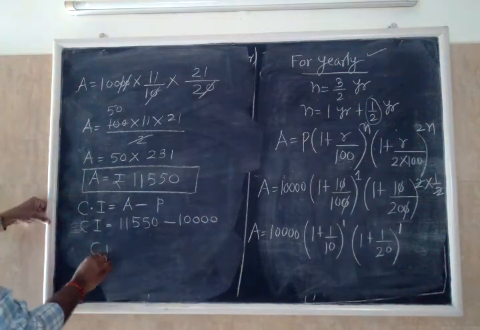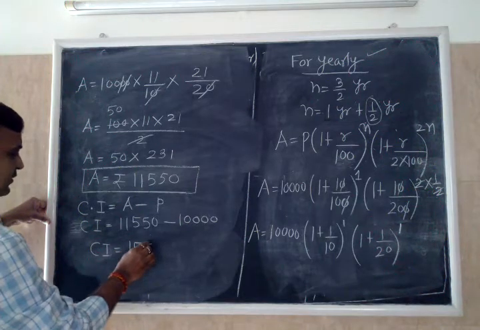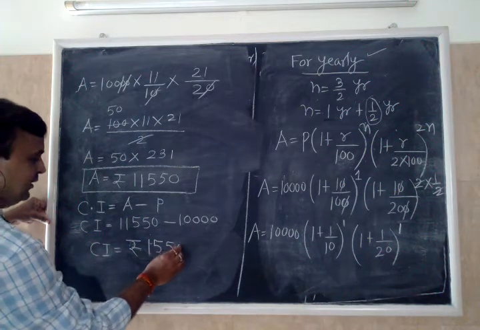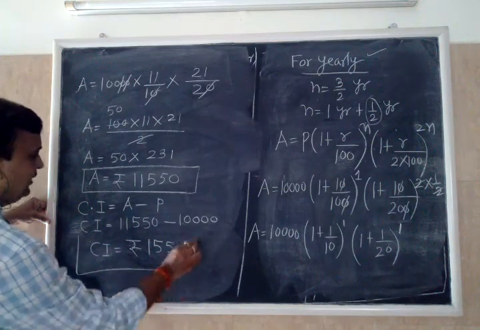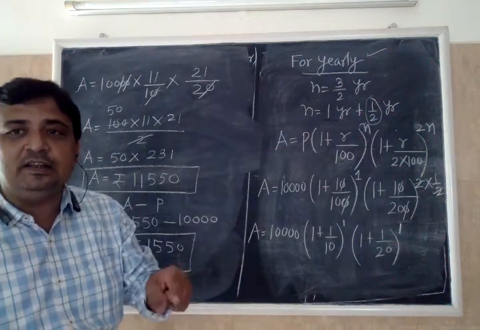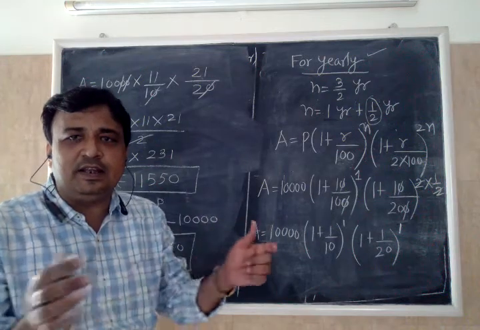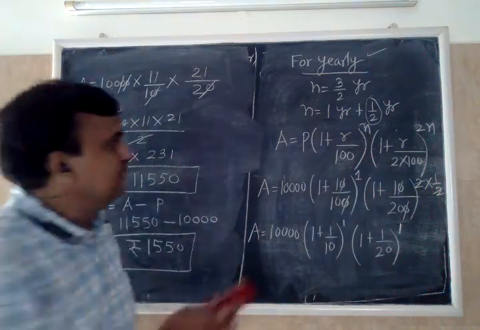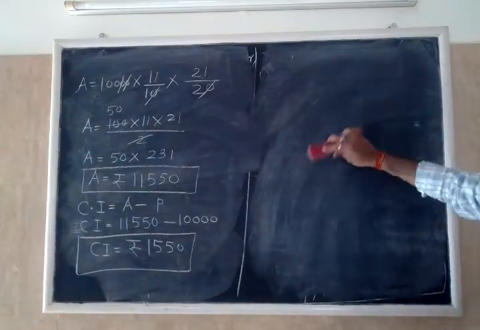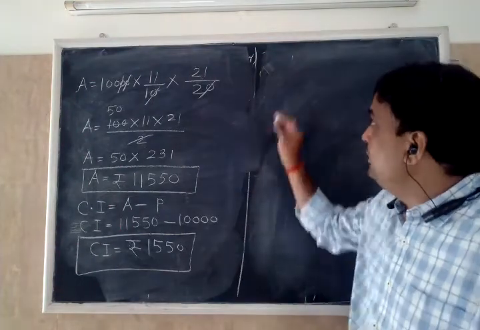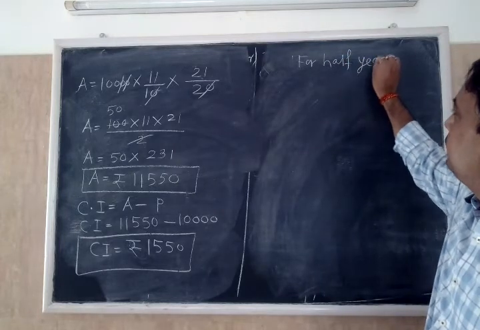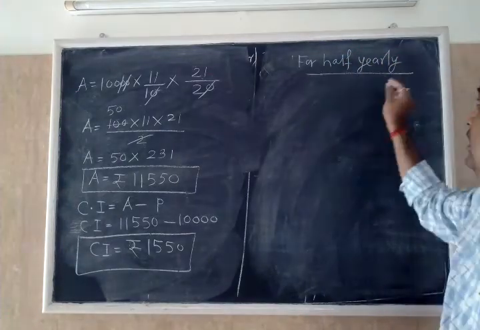So CI is A, 11,550, minus P, 10,000. So compound interest is rupees 1,550. And this is compound interest we have calculated yearly. Now we have to find half yearly, and then we have to take the difference of yearly and half yearly. So let us do for half yearly.